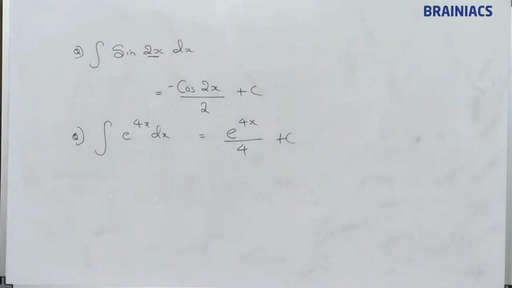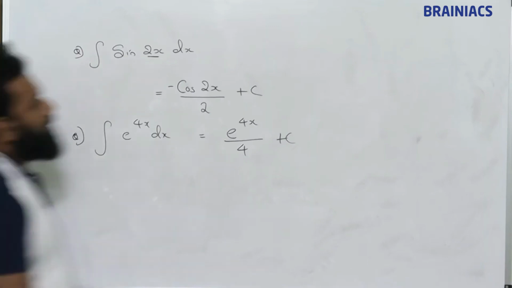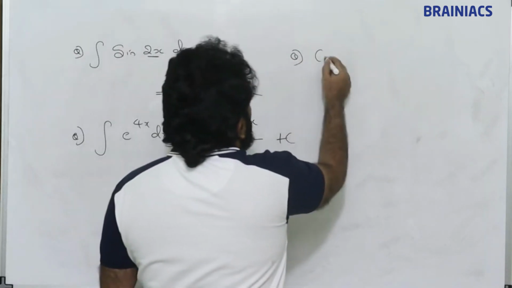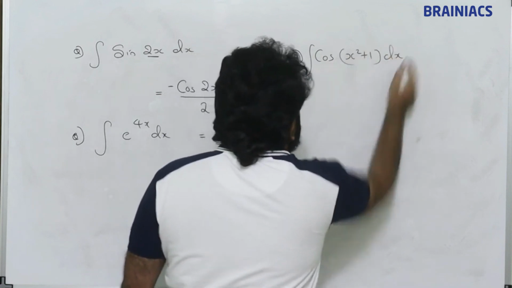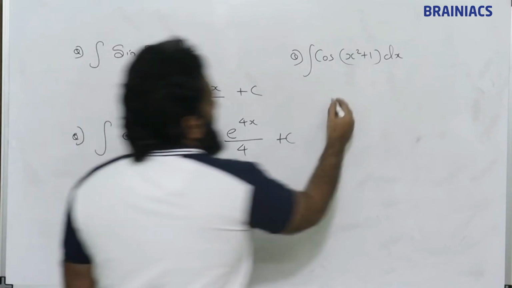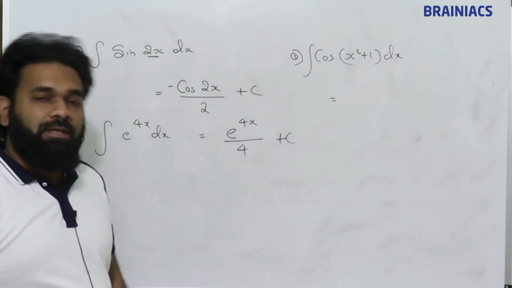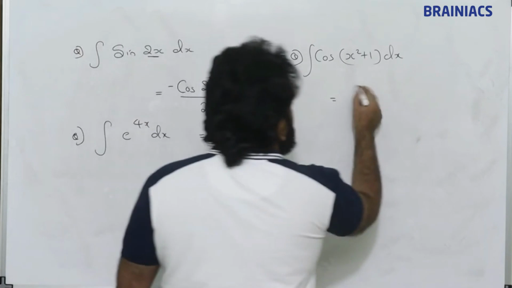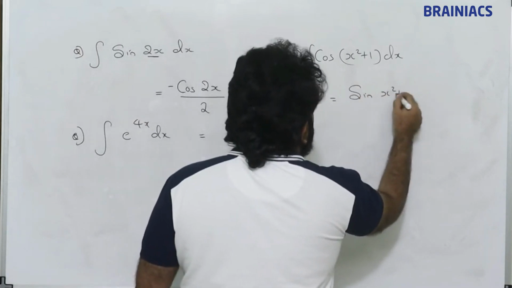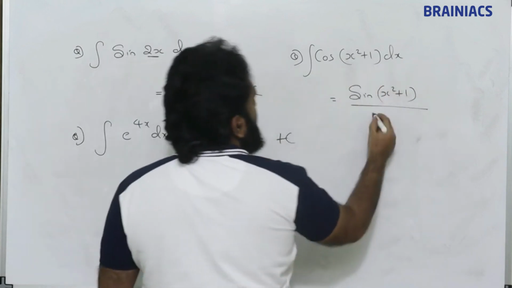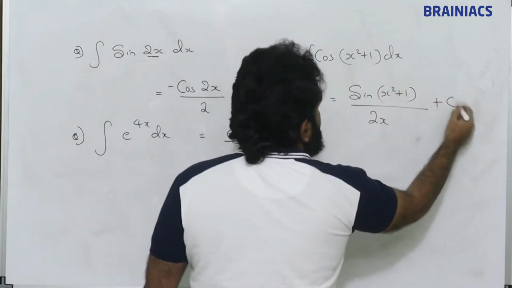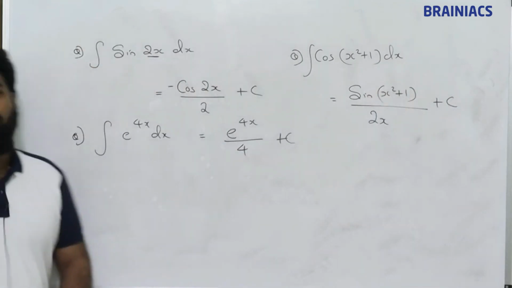Okay, if we get problems like this. Suppose if we get integration of cos of x square plus 1 dx. So how to do? Same approach. Integration of cos x is sin x. So just like that you can write sin of x square plus 1. Now differentiate this, that is nothing but 2x. So divide by 2x plus c. This is how. Clear?